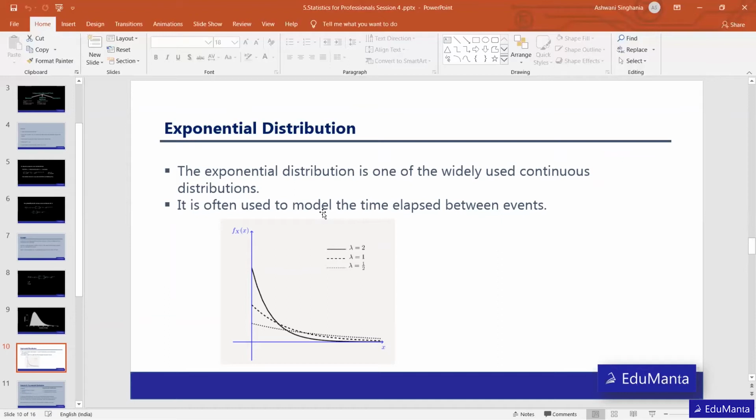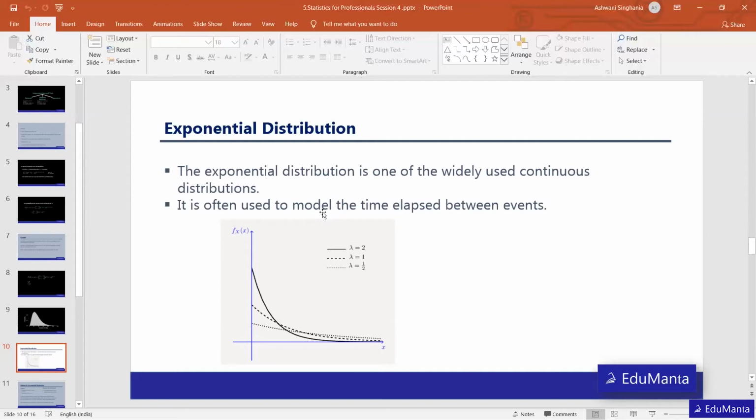The exponential distribution is one of the widely used continuous distributions. Binomial and negative binomial are basically discrete distributions, but in this case, the exponential distribution is a continuous distribution. It is often used to model the time elapsed between events, right?